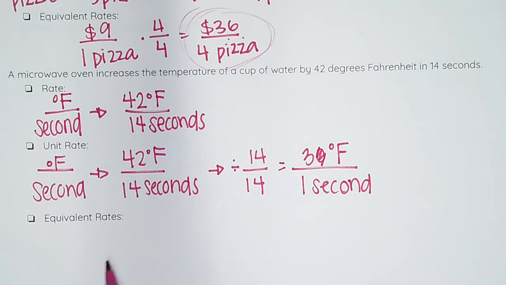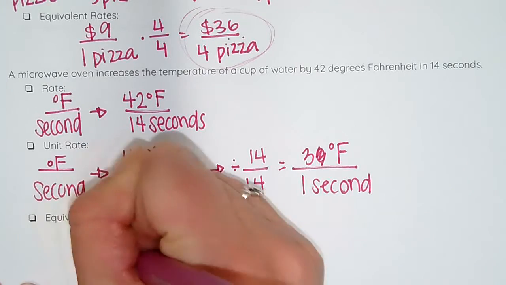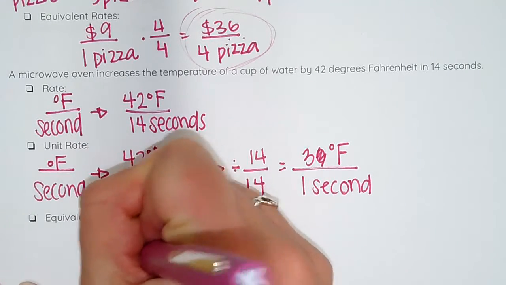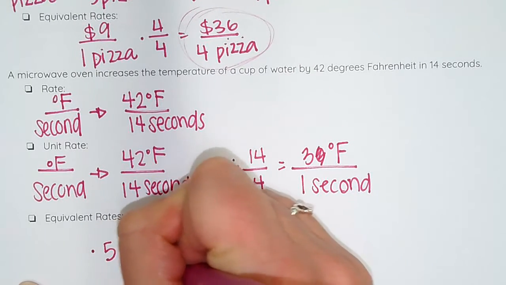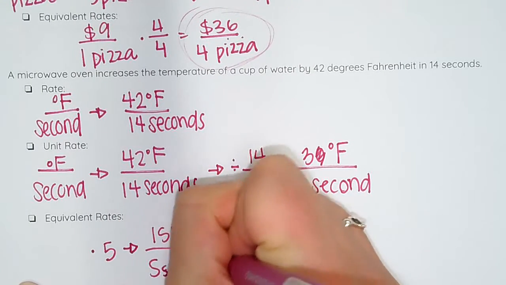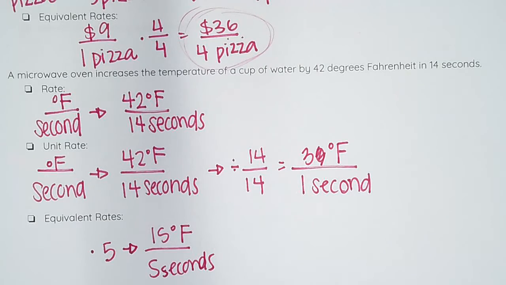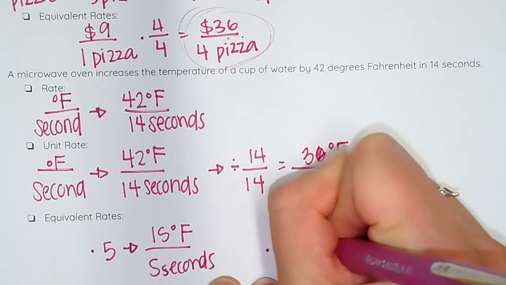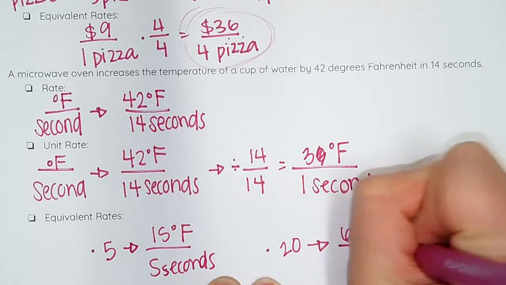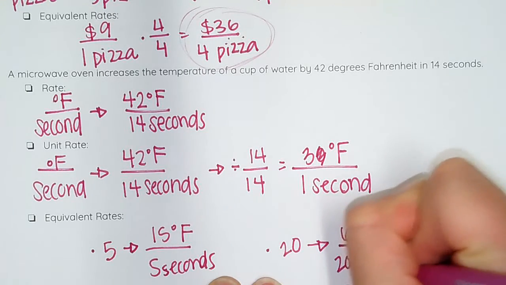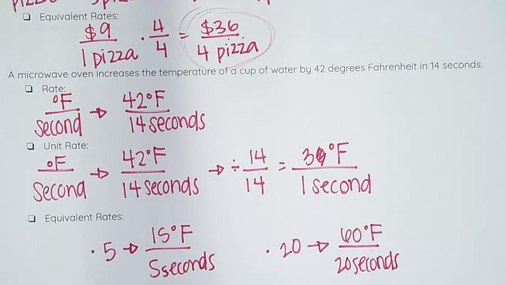From there, I find my equivalent rates. If I multiply it by 5, I would say 15 degrees Fahrenheit per 5 seconds. Or I could multiply it by like 20, which would get me 60 degrees Fahrenheit per 20 seconds. So we can find as many equivalent rates as we would like.